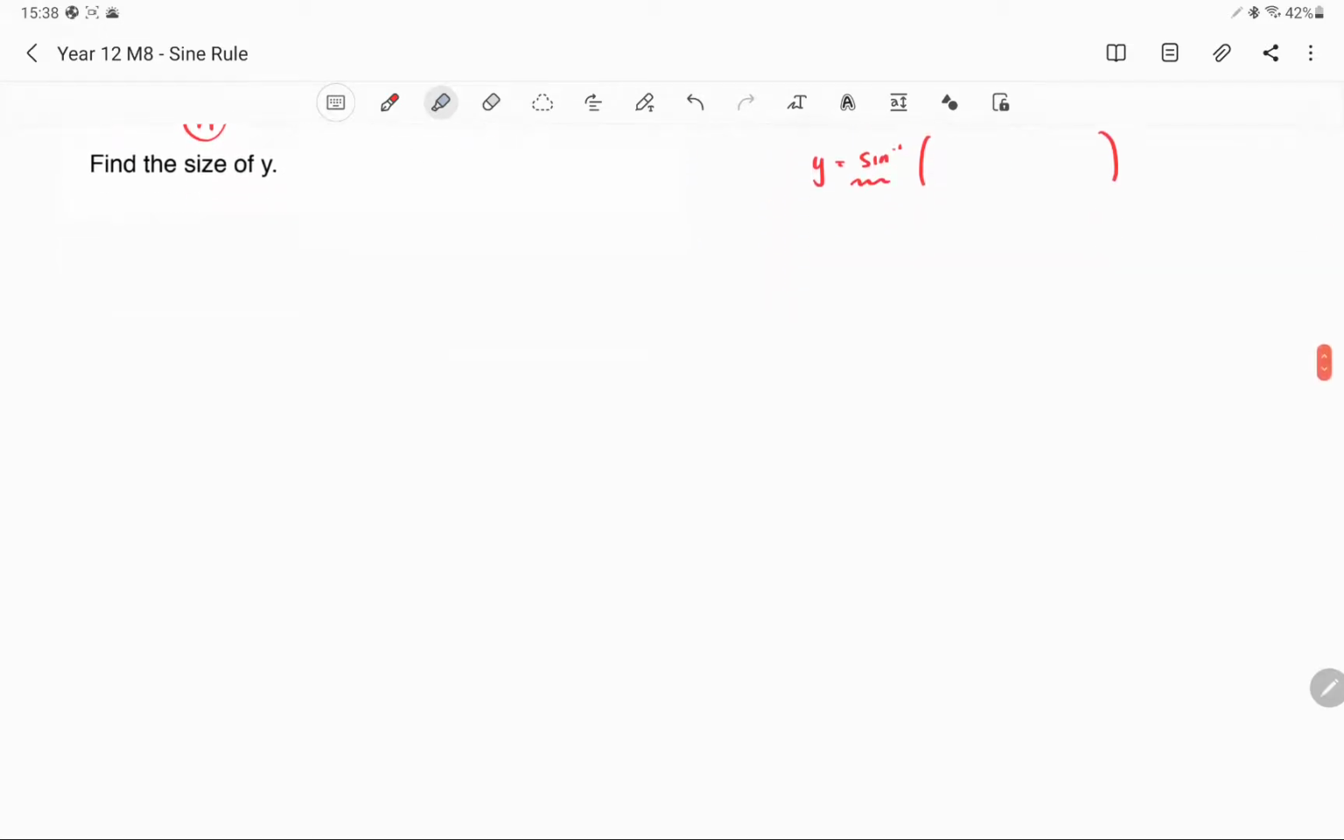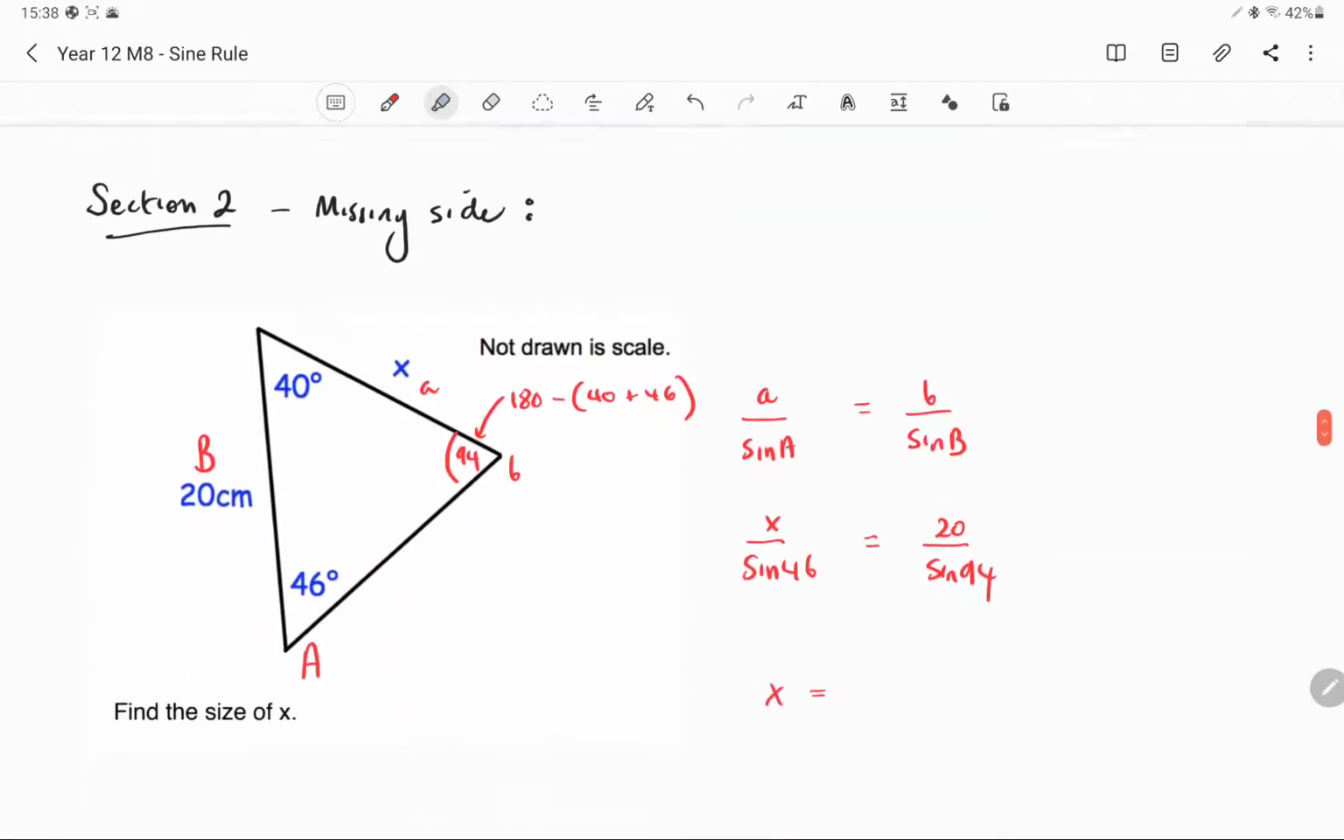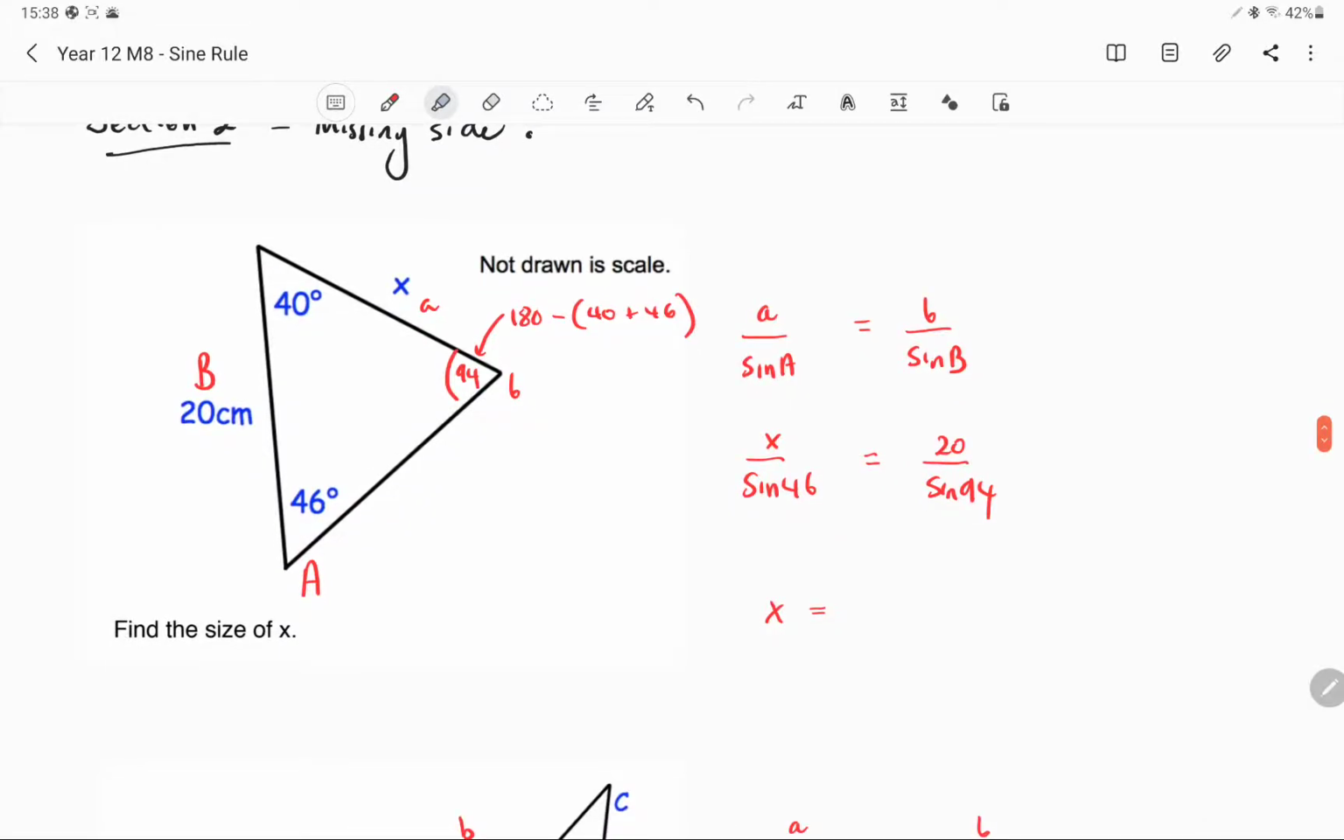But for the next two questions, we're asked for the size of x, and x is the side. So we're looking at length. Now, because we're looking at length, I'm going to put the lengths, A and B, on the top, and then sine A and sine B on the bottom. It's not essential, but it just means there's less messing about to do whenever we're rearranging. But label your sides just as before.